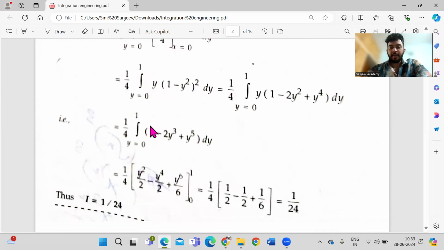Then what? Integrate with respect to y. y square by 2, correct? This is y power 4 by 4. So 2 and 2 will get cancelled. So they skipped one step. That's it. But since if you are thorough with the basics, then this is nothing.